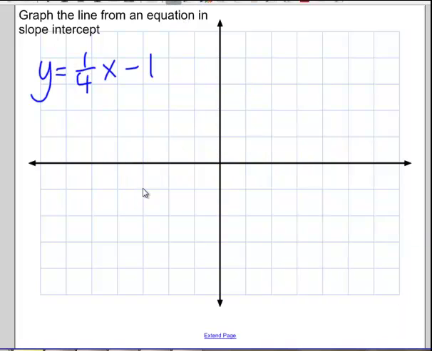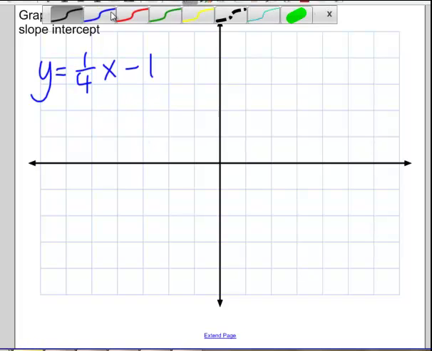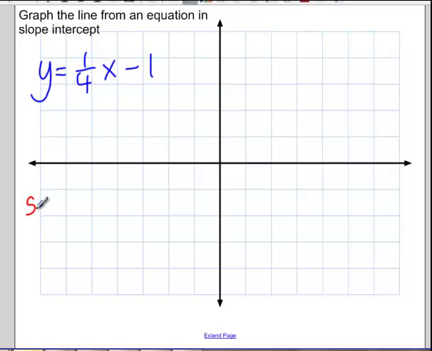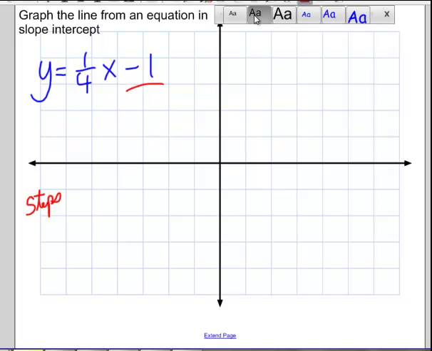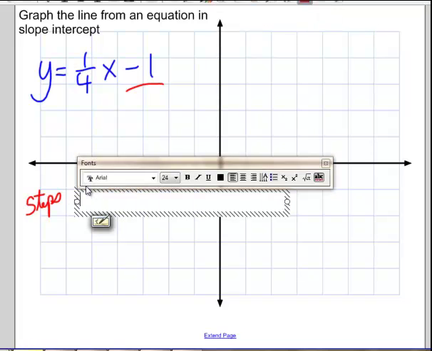So let's look at the first one of graphing a line with something that's in slope-intercept form. So again, this is my slope, this is my intercept. So the steps here are pretty straightforward. My first step is look at your y-intercept. So let's put step 1. So find and plot y-intercept.